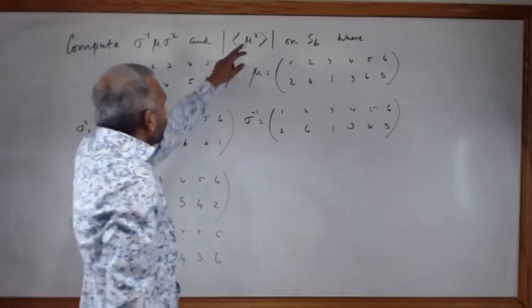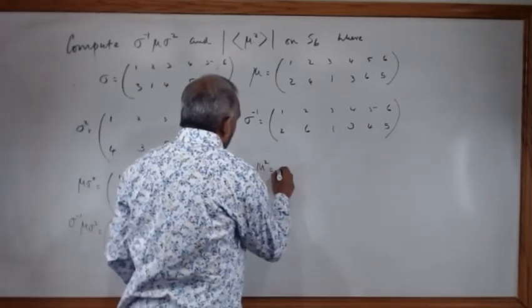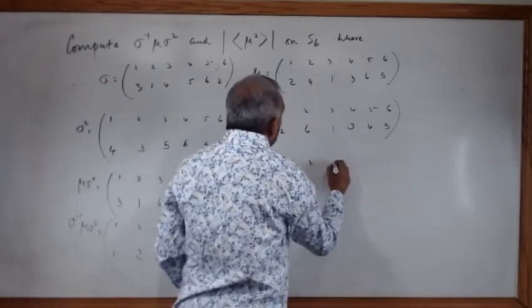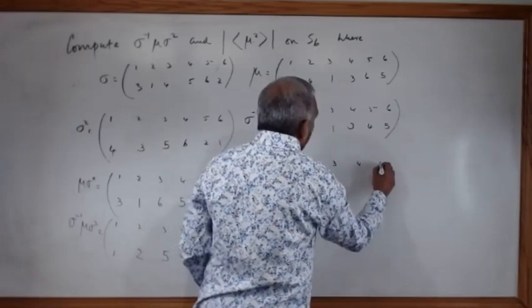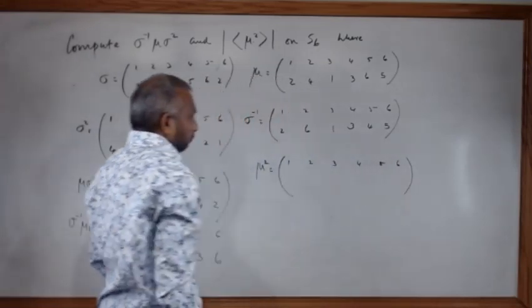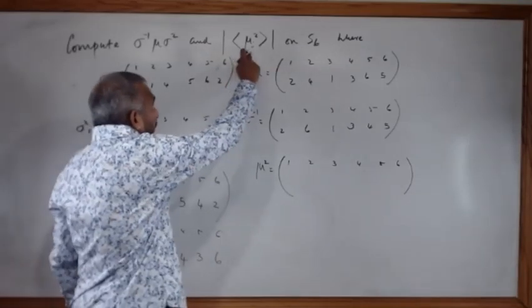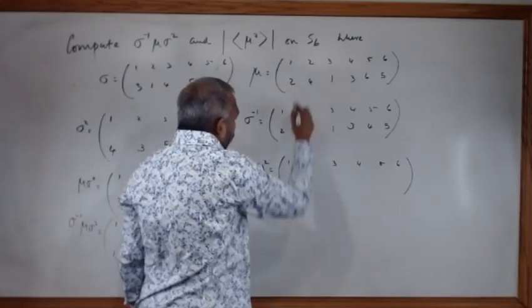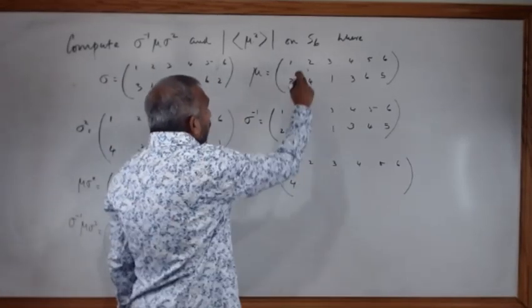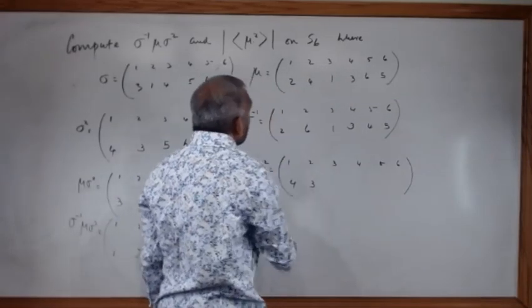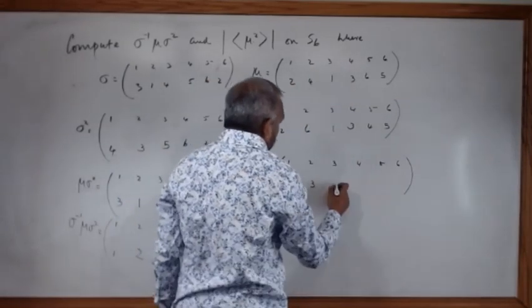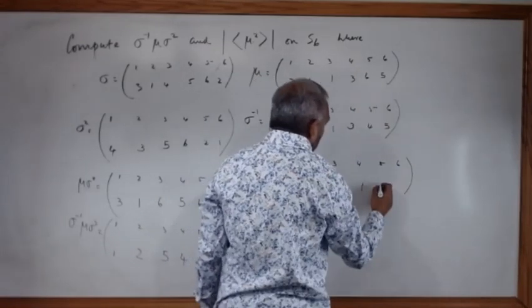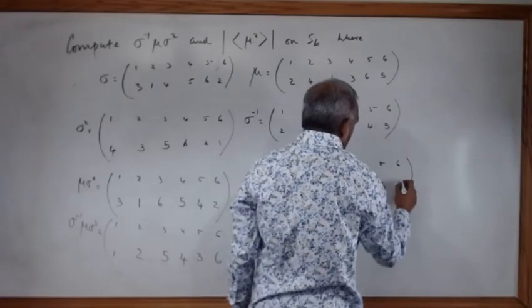Now we need to find out mu square. What is mu square? Mu square is 1, 2, 3, 4, 5, 6. The subgroup is generated by mu square, so first you need to find out mu square. Mu square is 1 goes to 4, 2 goes to 3, 3 goes to 2, 4 goes to 1, 5 goes to 6, 6 goes to 5.